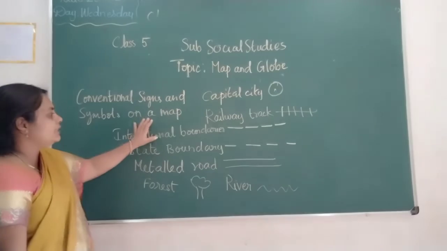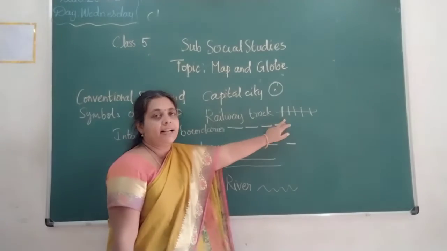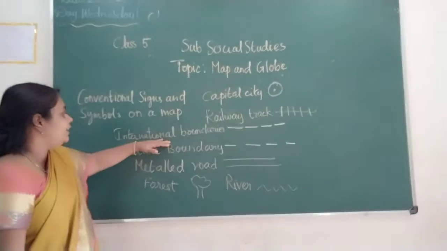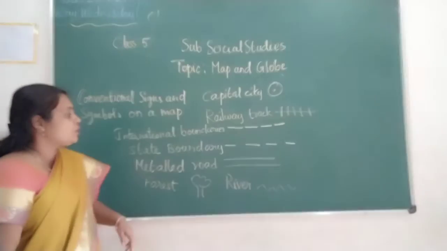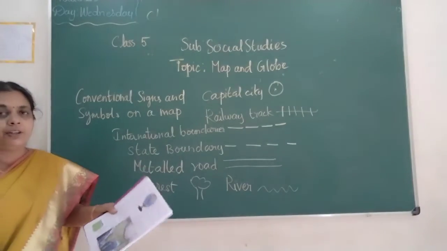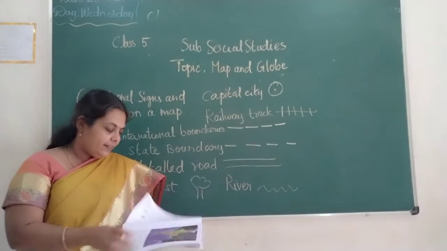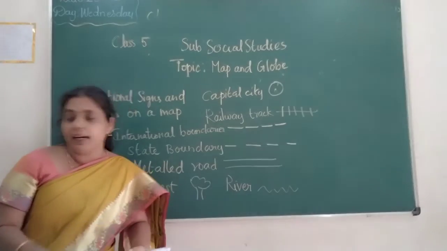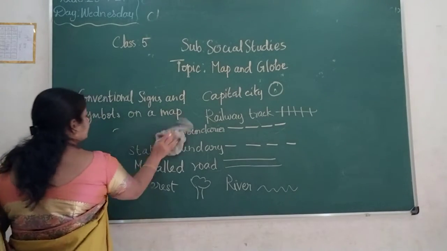So these are the symbols. Easily we can recognize, children, a railway track has got a symbol like this, an international boundary has got a sign like this. So it will be very easy for you, children. It is given in the book, you can take and see, children. The next one is colors of a map. Colors of a map.